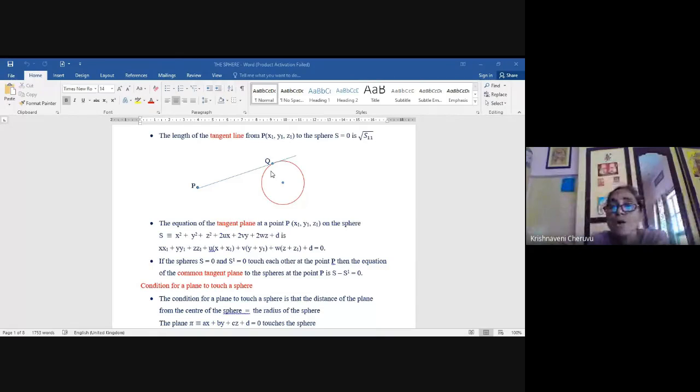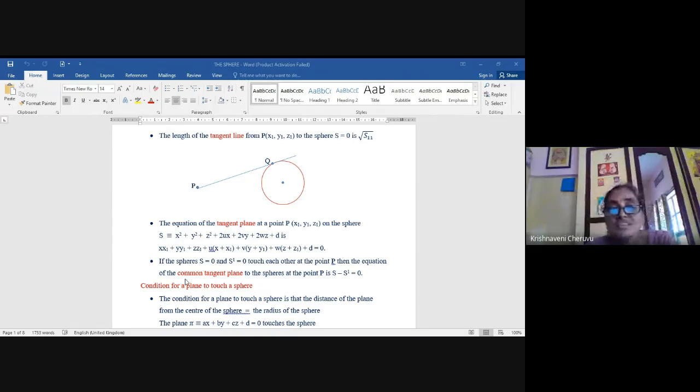If you have a ball, a sphere, and you imagine a point on the sphere, and through that point you draw many lines, girls. Many lines can be drawn to that point which are tangent lines to the sphere, and the locus of all those lines, you imagine, would be a plane. That plane is called the tangent plane.